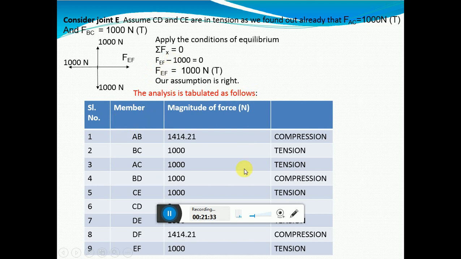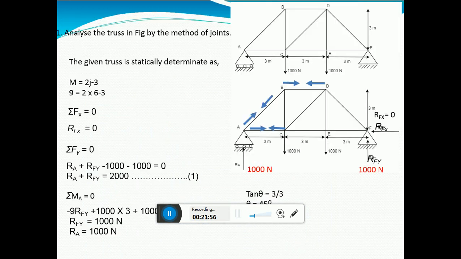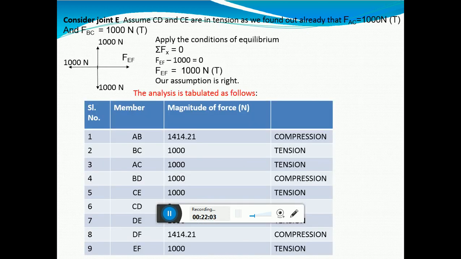So now put a tabular column. How many members are there? 9 members are there. Write down each member and go on filling the magnitude of force of each one, and which type of force it is, whether compression or tension, looking into each of the joints. Okay, so this is how we analyze the trusses. So work it out by yourself, considering each joint.